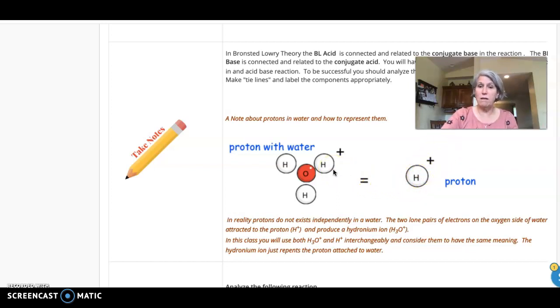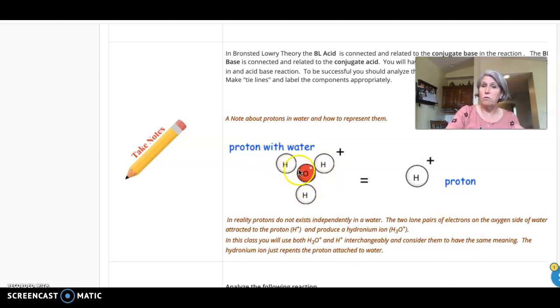Sometimes when we're talking about acids and bases, this proton is attached to water. In reality, this always happens. The proton is always going to be attached to the water. It's very rare that you would just see a proton hanging out by itself because it's so reactive. It's going to react with almost anything, and it would typically be water.